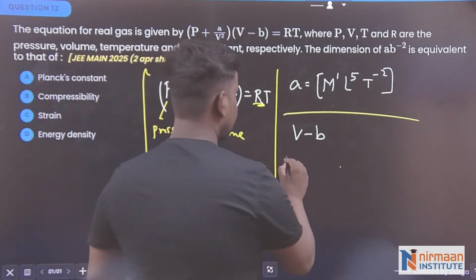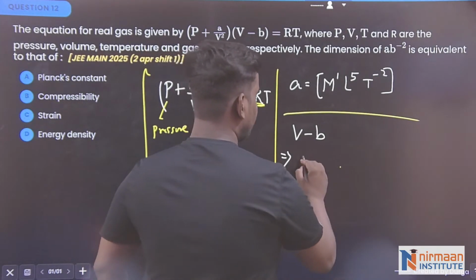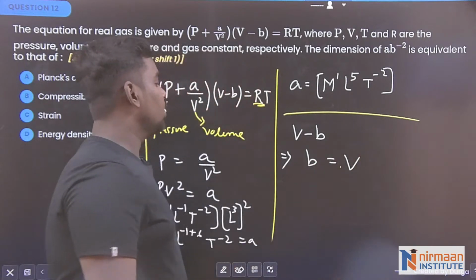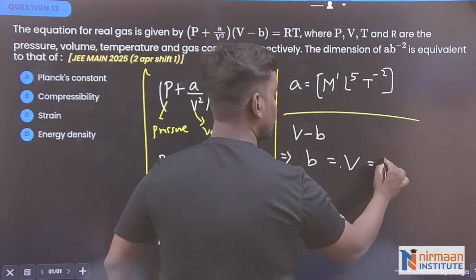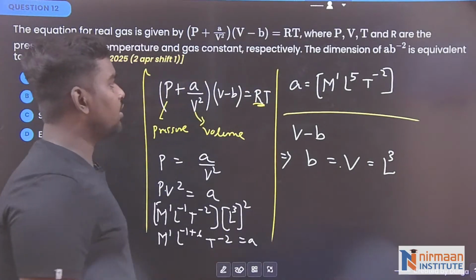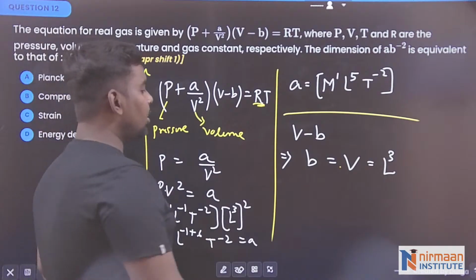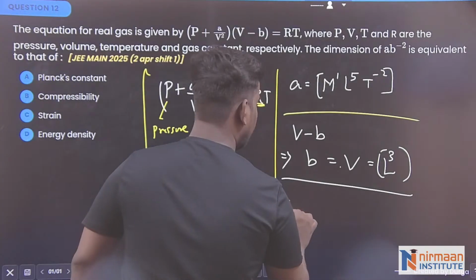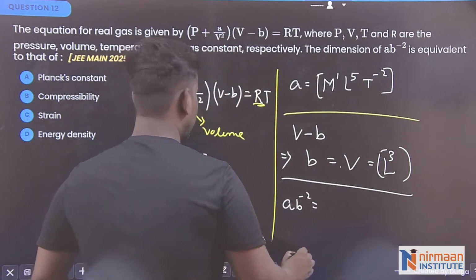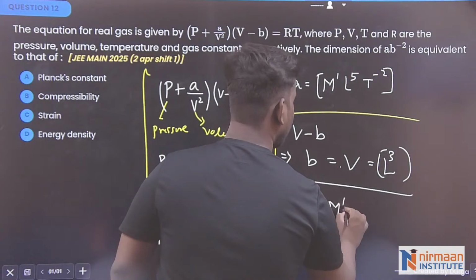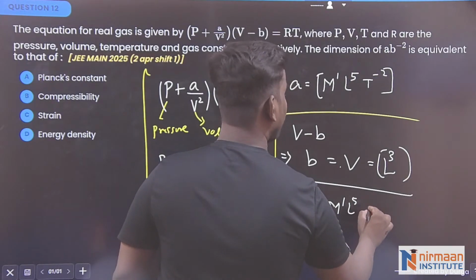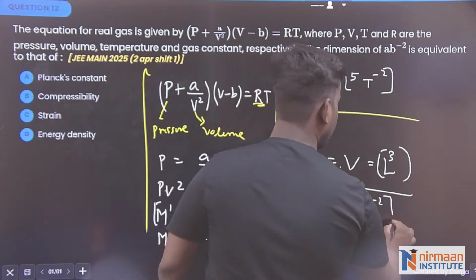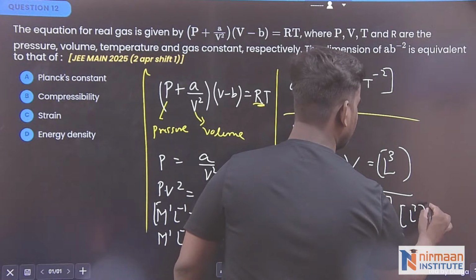It means the dimension of B must be equal to the volume dimension, which is L cubed. So now we have that B is L cubed and A is this much. Okay, now what is A B to the power minus 2? So it's M1 L5 T minus 2 and L3 to the power minus 2.